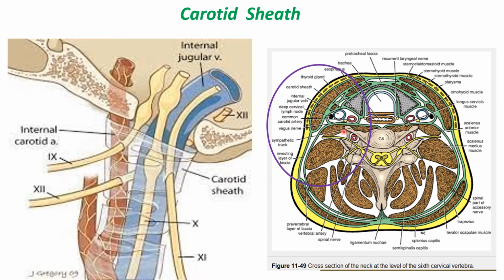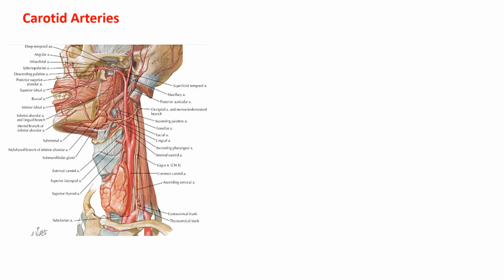So the carotid sheath extends from above to below. Certain structures continue completely within the sheath. Some and their tributaries and their branches would perforate the walls of the sheath and move in and out. Now let's start with the carotid arteries.